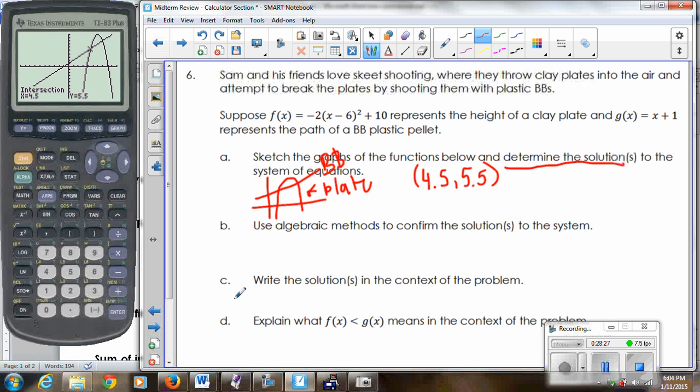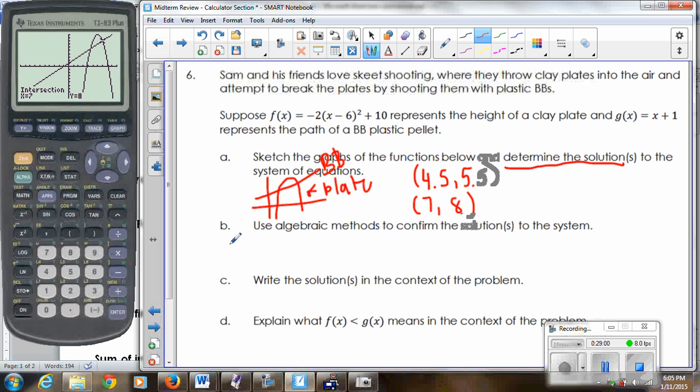And then I have to go through the whole process again to find the other point. So second trace, intersect, but this time I'm going to move my cursor to the other point, and then I'll press enter 3 times. And the other point of intersection is 7 and 8. And it says to use algebraic methods to confirm the solutions to the system. So here I'm just going to plug the values in for x and y and show you that they actually end up solving the system.